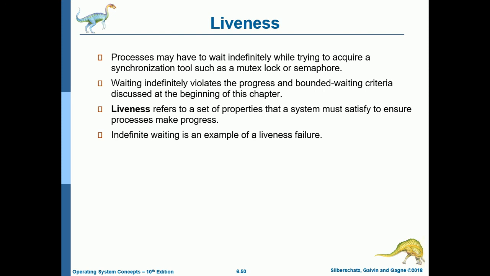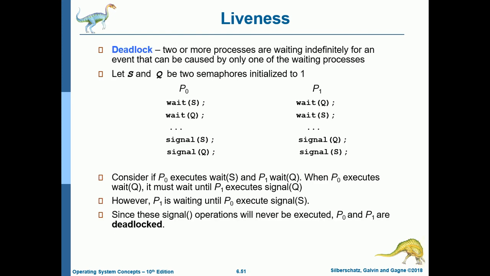So liveness refers to a set of properties that a system must satisfy to ensure processes make progress. Indefinite waiting is an example of a liveness failure. It means that other processes who are waiting for their turn should be given the opportunity to execute in their critical section. Also in relation to liveness, we have deadlock.